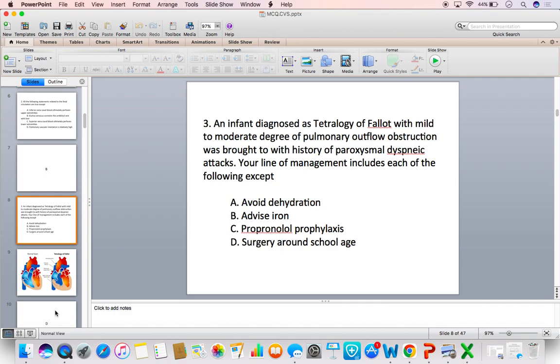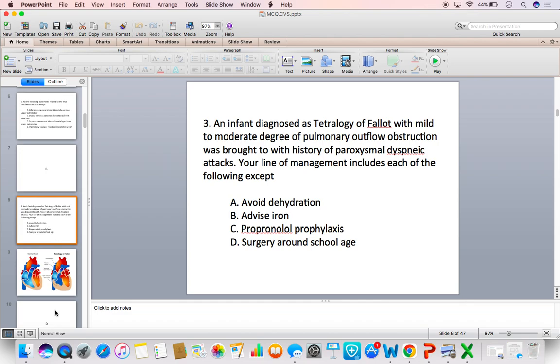So your line of management includes each of the following except. So there is one option which is not correct. Then avoid dehydration, because dehydration is a triggering factor for anoxic spells. Advise iron. Well, iron plays some role to prevent the recurrent attacks of anoxic spell in tetralogy of Fallot. Advise prophylaxis with propranolol is right.